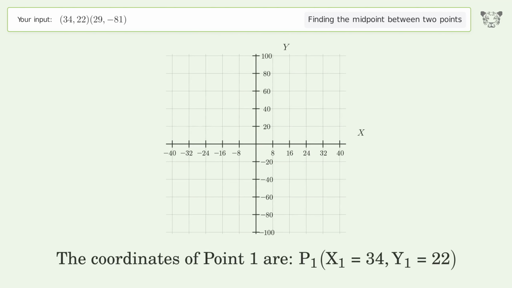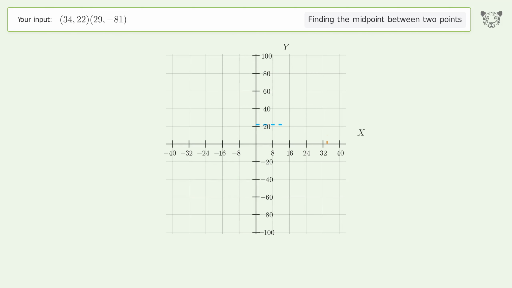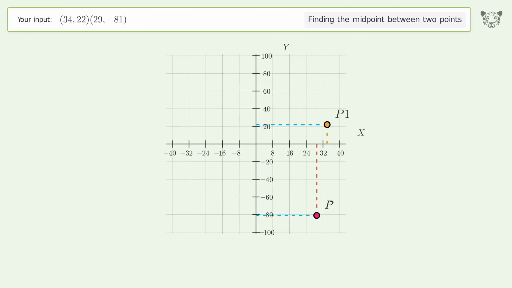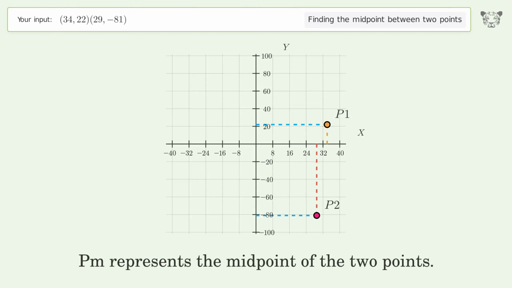The coordinates of point 1 are, x1 equals 34, y1 equals 22. The coordinates of point 2 are, x2 equals 29, y2 equals negative 81. PM represents the midpoint of the 2 points.